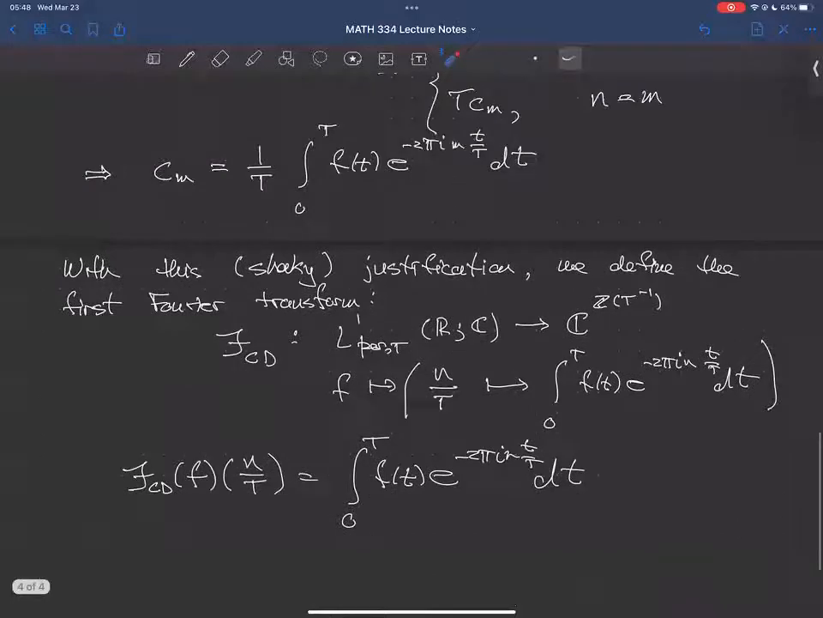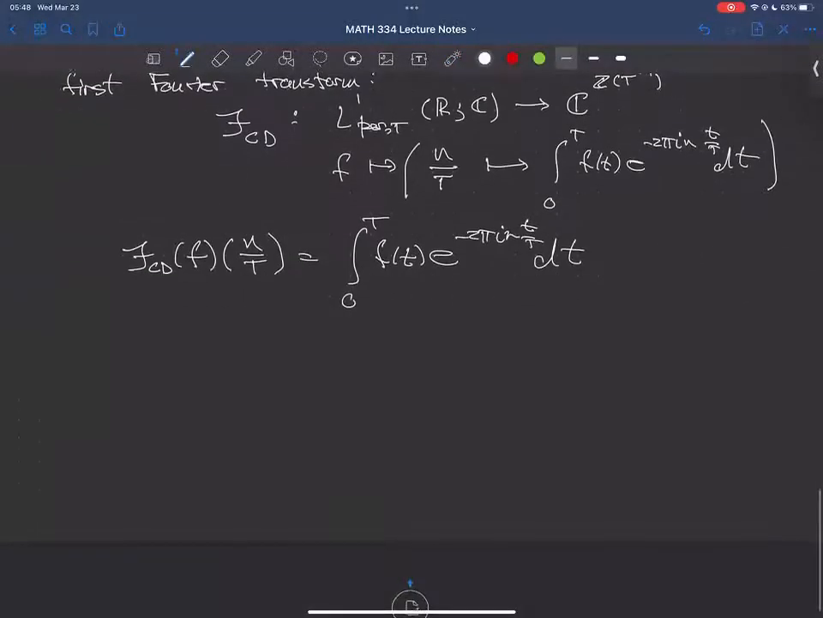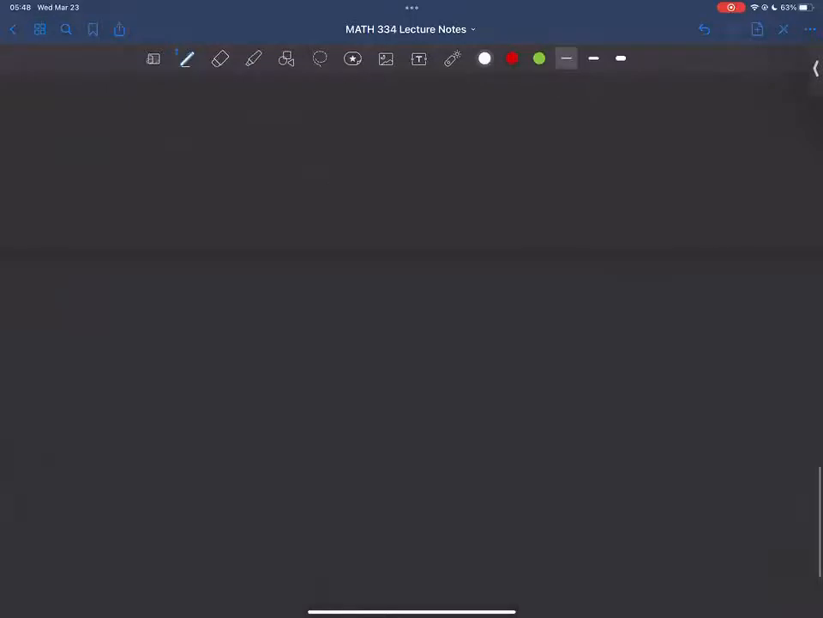You might be concerned about the absence of the 1 over T here. It doesn't matter, it's just a scalar. We can define this however we want. There are a bunch of rules about how, if you write these transforms and their inverses in the right way, then all the formulas are really nice. One of the rules is that this 1 over T doesn't show up here, it shows up in the inverse, but we'll talk about that when we get to it. Good, so that's our first transform.